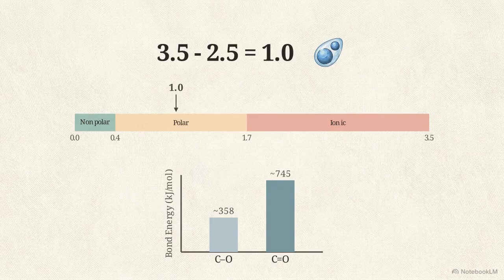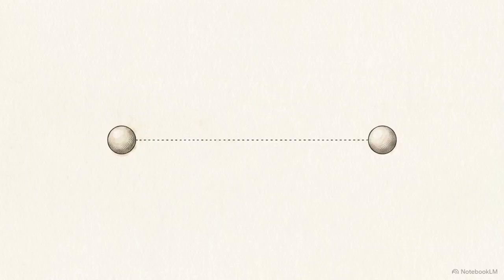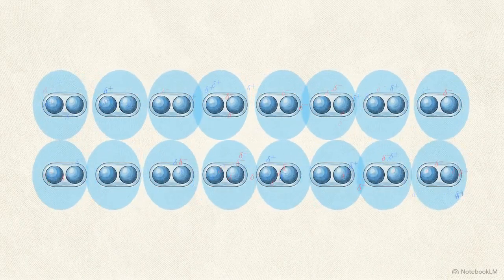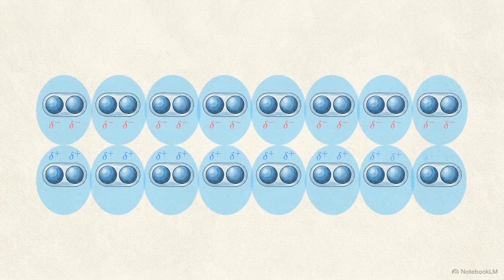A difference of 1.0 makes it a polar covalent bond, and breaking it requires less energy than breaking the double bond. While individual London dispersion forces are incredibly weak, they compound exponentially across large surface areas, generating enough collective force to hold massive nonpolar structures together.